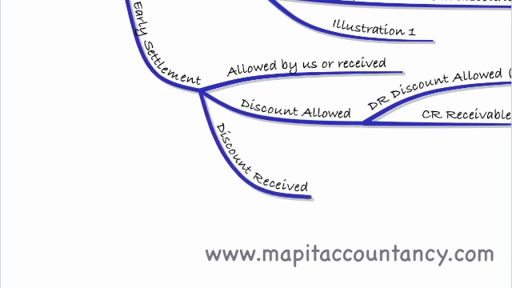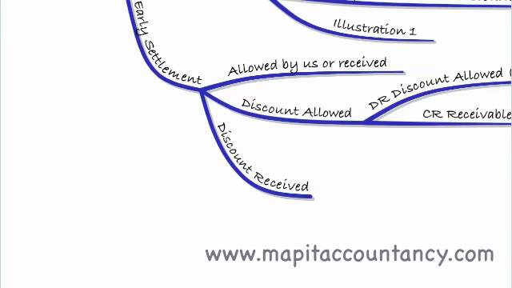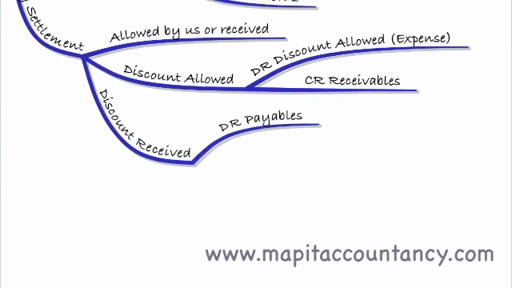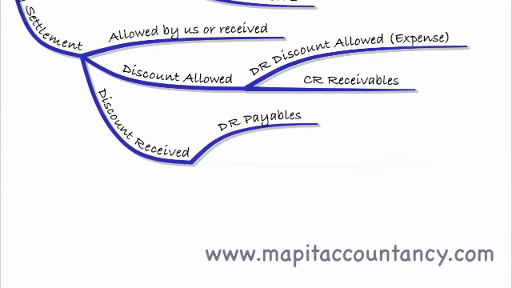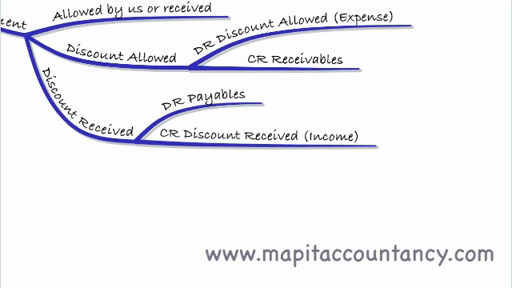If it's a discount that we received, well, this time we need to debit payables with the amount of the discount and credit discount received. So what we're effectively doing there is we're reducing the amount of the payable and we're creating a discount received ledger. Effectively, it's an income to us. So debit payables, credit the discount received to record that.